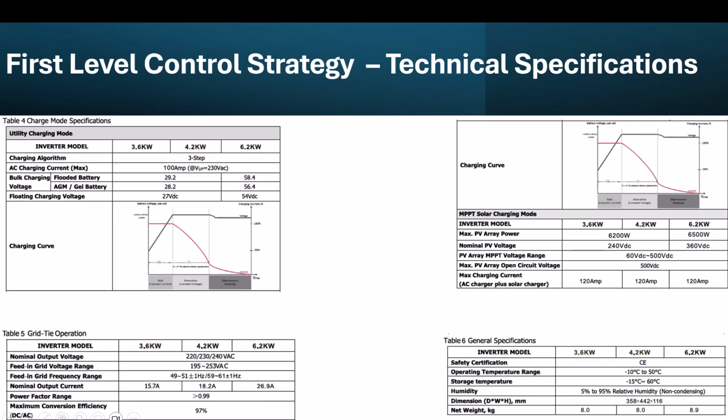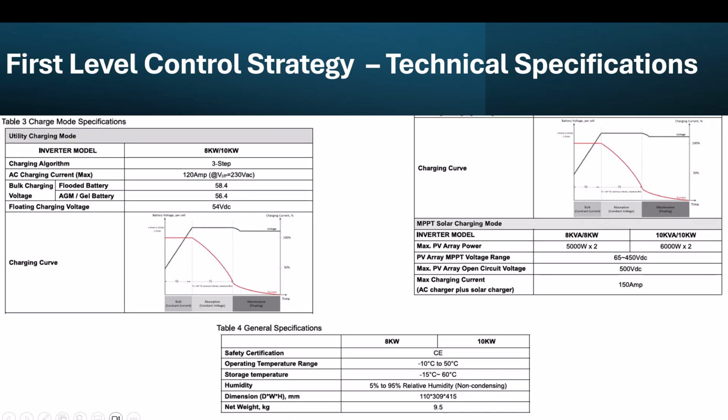Equally, if we look at this one, we see that this is 3.6, this is 4.2, this is 6.2, and 48 volts of 51.2, but ideally we call it a 48 volts system when it comes to 6.2, and then we have the 24 volts system for the 3.6 and 4.2.